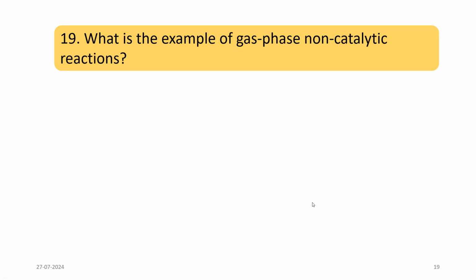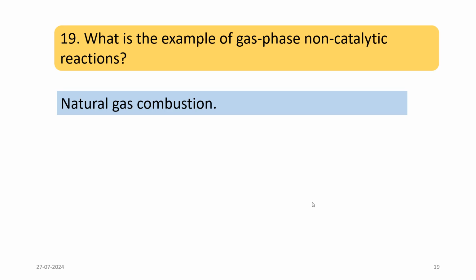Next, what is the example of gas phase non-catalytic reactions? The example is natural gas combustion. Natural gas means, suppose, methane, and it is combusted in oxygen and will produce carbon dioxide, water, and other materials. That is not important. The example is natural gas combustion.